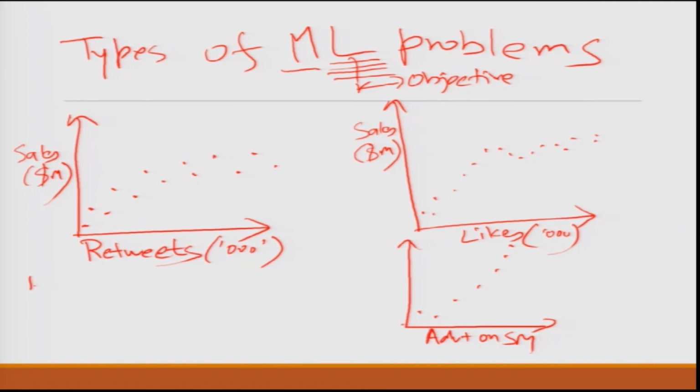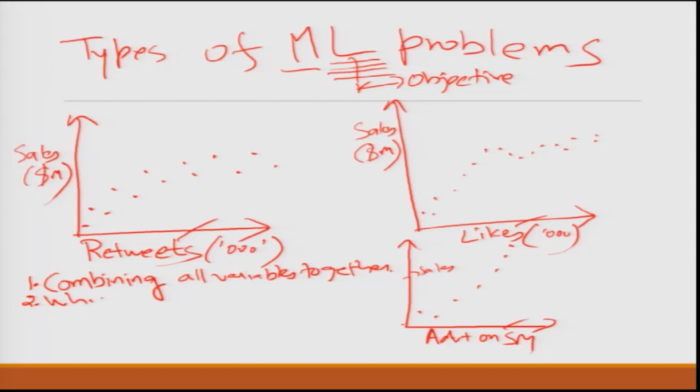So, one is combining all variables together. Here you have made graphs of sales versus retweets, sales versus likes, sales versus advertisement. What would a combined thing look like? How do I combine these retweets, likes and advertisements on social media together to come up with a common model? Multivariate analysis is the technical word.